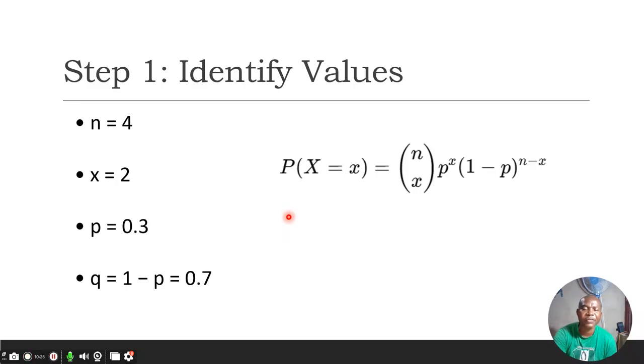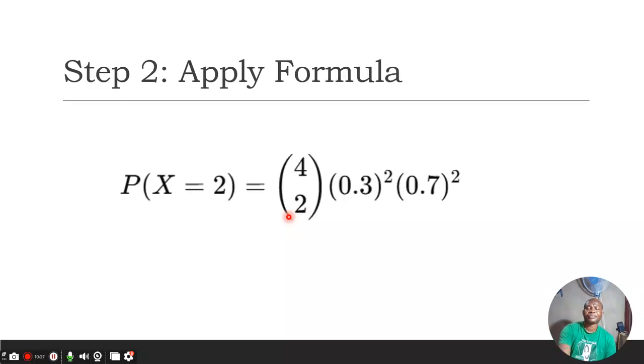So this is the first step we are going to take. We want to identify the various values. Now, moving forward, the next step is to apply the formula. So we have been able to substitute, putting 2 here. Recall that we're interested in the probability that exactly 2.